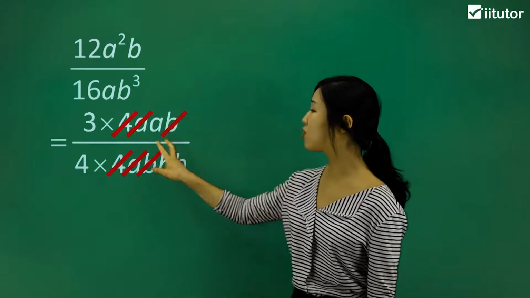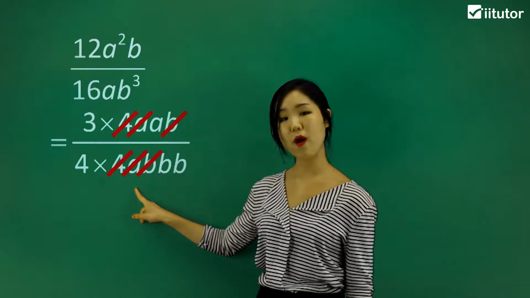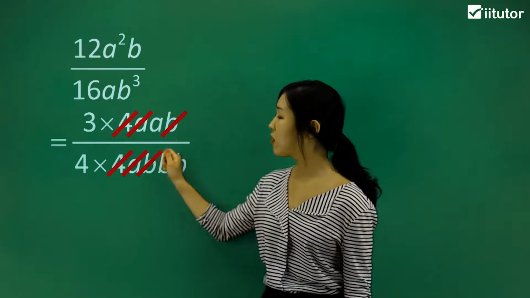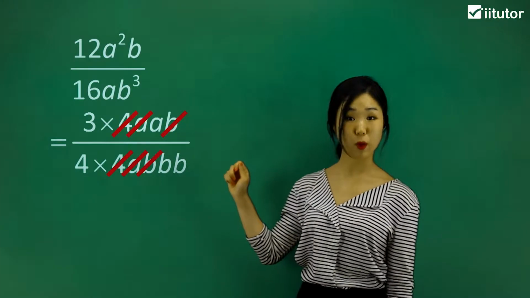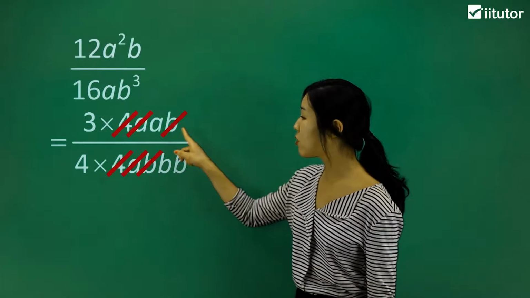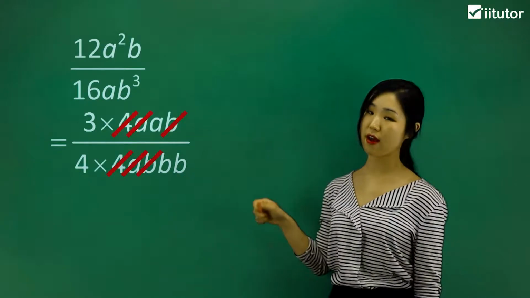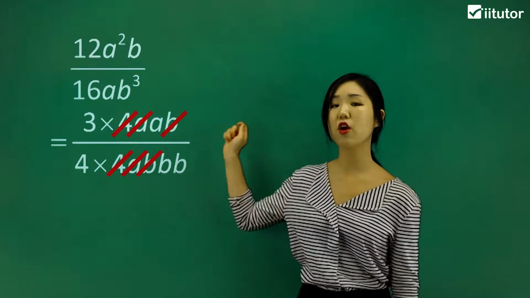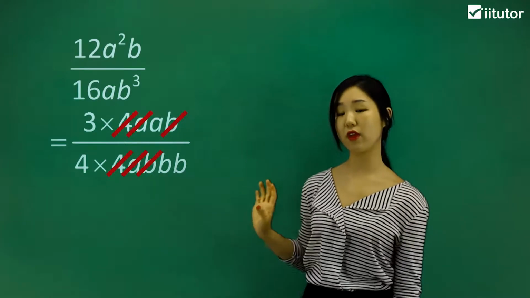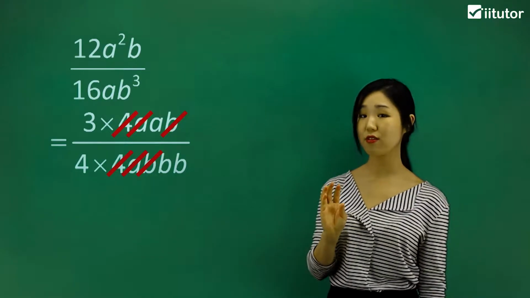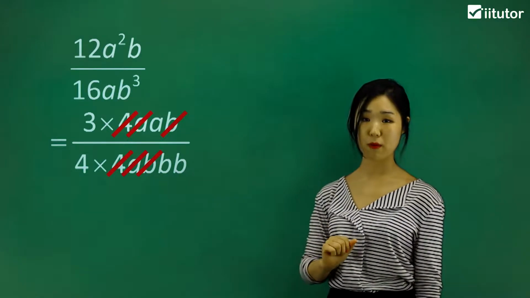But look, guys, there's 2 a's on the numerator and only 1 a on the denominator, so that's why you can only cross out one of the a's on top and bottom. And same with the b's. There's only 1 b on the numerator and there's 3 b's on the denominator. You can only cancel one of them because that's the only common part. So you can only cancel the ones that are the same on both top and bottom.